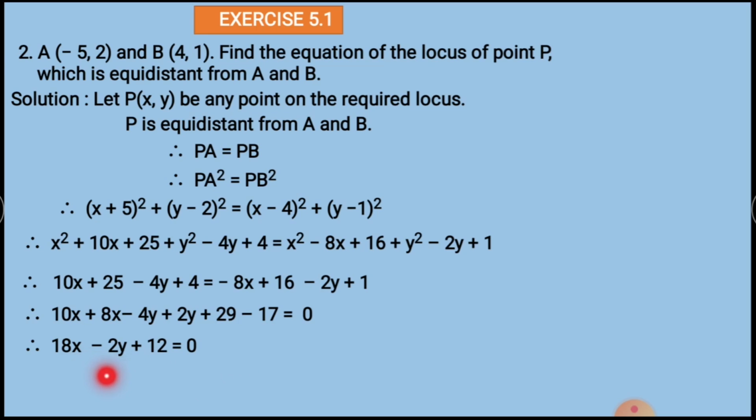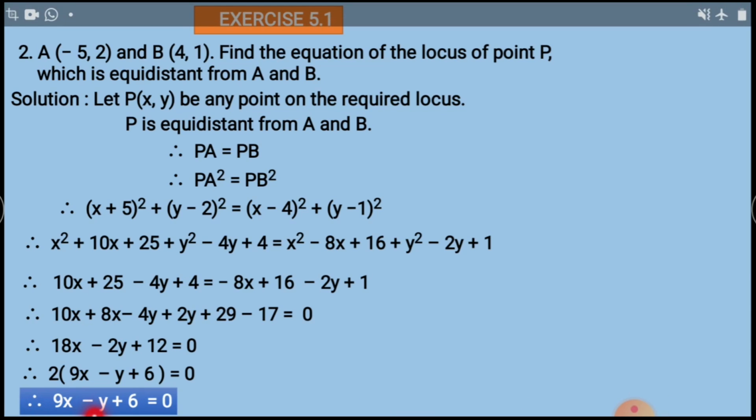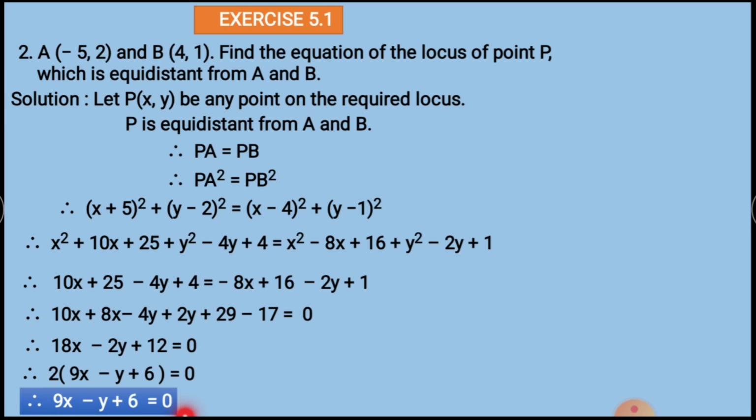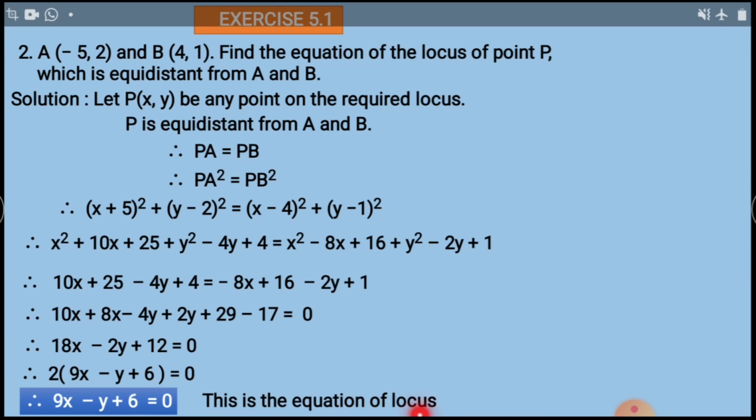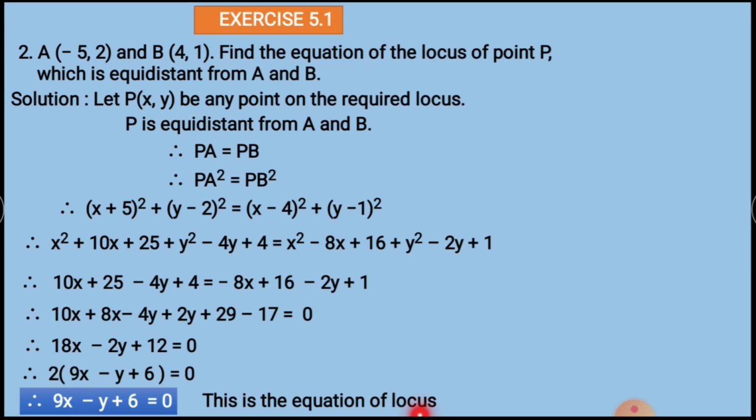So you can take 2 common from each term. So write here 2 in bracket (9x minus y plus 6) equals 0. We know that 2 is not 0, that means the value of the bracket is 0. So we write here 9x minus y plus 6 equals 0. So this is the required equation of locus. So right here this is the equation of locus.